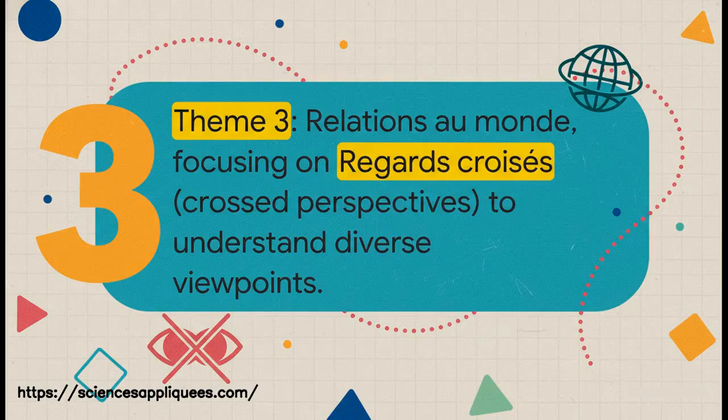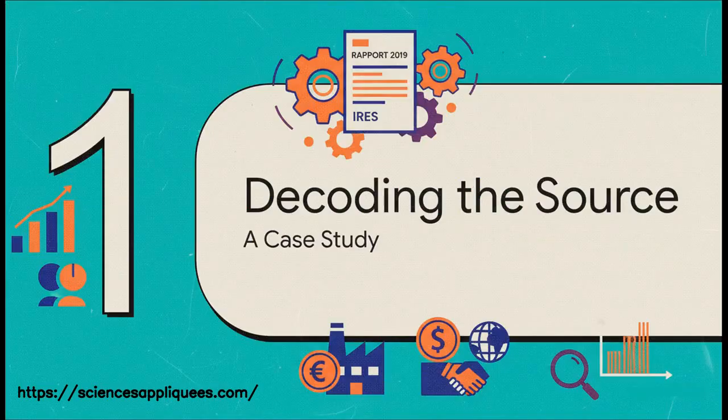Okay, so to get our hands dirty with this, we're not going to use a textbook. No, we're going to work with an authentic document, a 2019 report from IRES, which is the French Institute for Economic and Social Research. This is exactly the kind of source you could get on exam day.